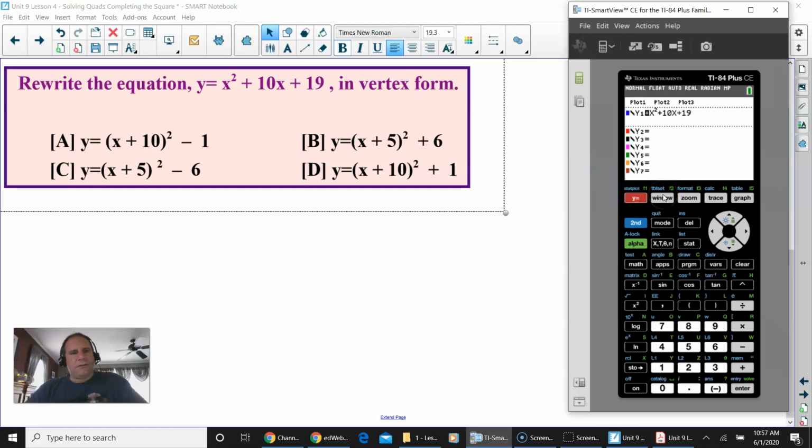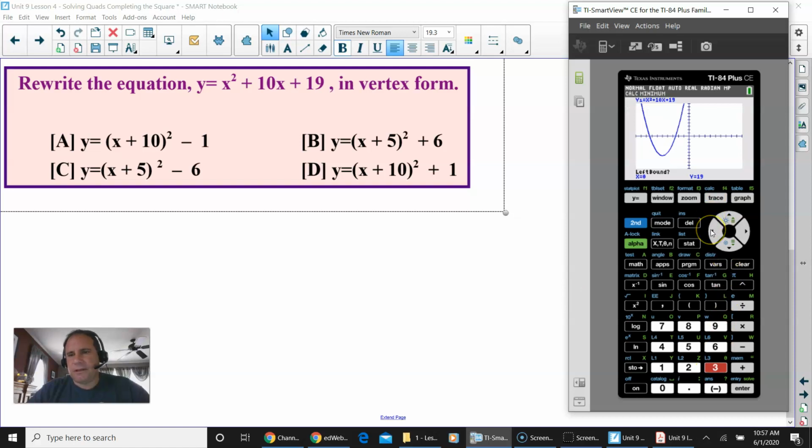So I brought up my calculator. I'm going to put x squared plus 10x plus 19, because we want the vertex form. So if you get the vertex, guess what? That means you'll have vertex form. So we have right here the vertex, which is right here. So what we're going to do is press second function, and we're going to look for that minimum.